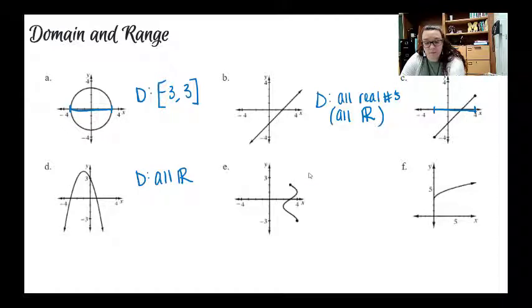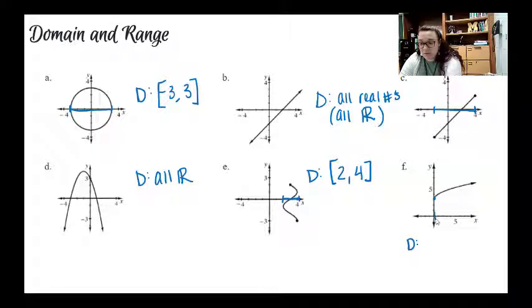All real. Domain for this little squiggle, let's see, the farthest left point is here at 2, and the farthest right point is 4. So from 2 to 4. And then our last one here, we're going from 0 all the way up to forever and ever. So this one's a little bit different than the other ones we've seen. It goes from 0 up forever and ever.